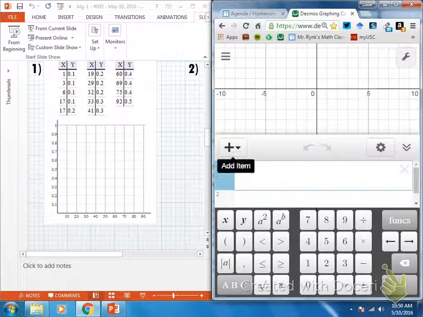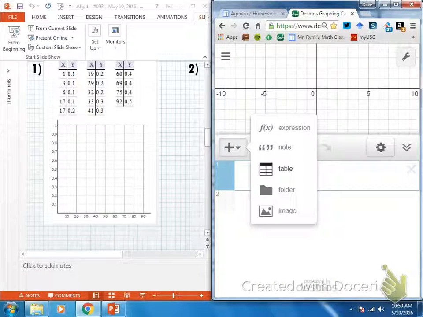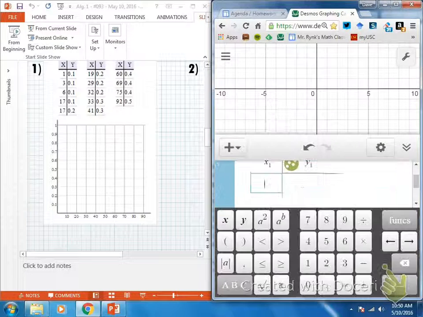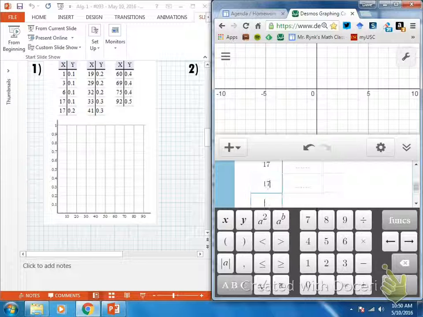So the first thing you want to do, we're at Desmos, second step, we're going to make a table. So we're going to press this little plus button. We're going to click on table. Okay, and we're going to start putting in all our x values. So all our x values are here on the left. Okay. So we want to plug them in. So we got 1, 3, 6, 17, 17, 19, 29, 32, 33, 41, 60, 69, 75, and 92. Okay? I did that really quick for the sake of time. But you would put that in, okay?